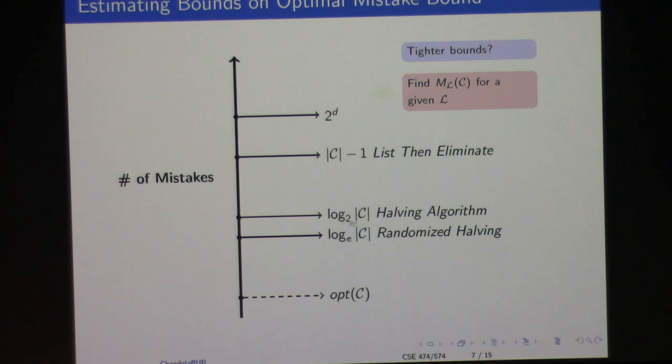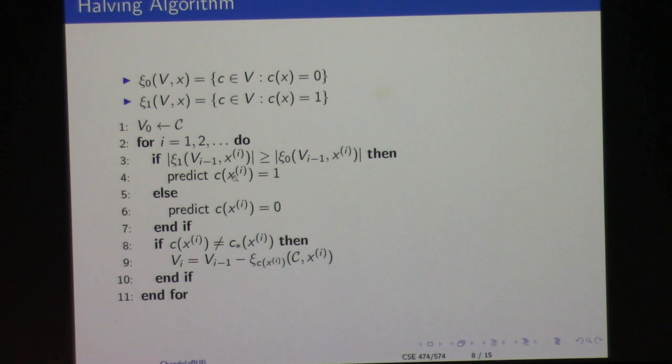What we see is that log of the size of the concept space is a bound that we get. What that means is that there is at least one algorithm which, in the worst case, will make this many mistakes to learn the concept. However, another point I made last time was that this algorithm, given that it starts with the entire concept space and tries to bring it down, is not very efficient. You cannot apply it.